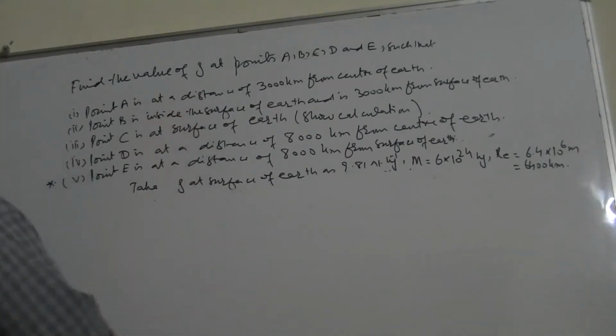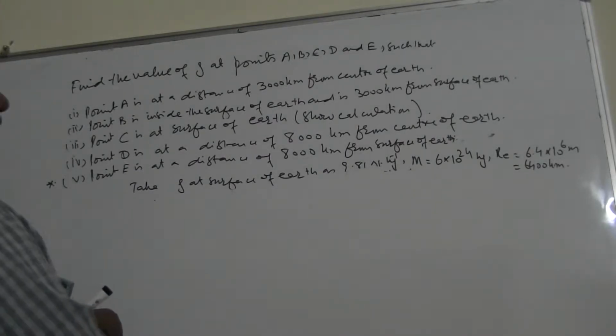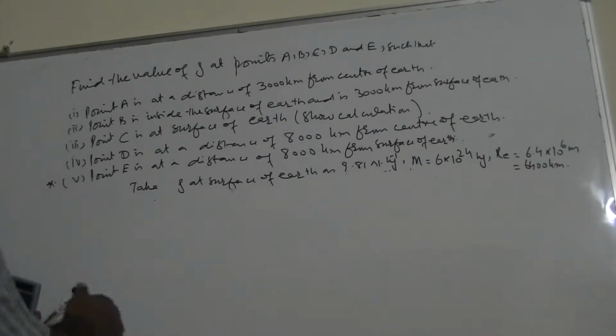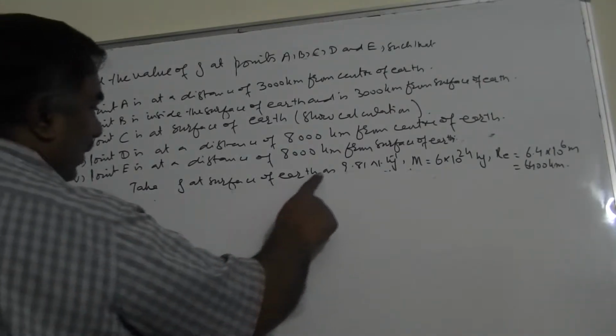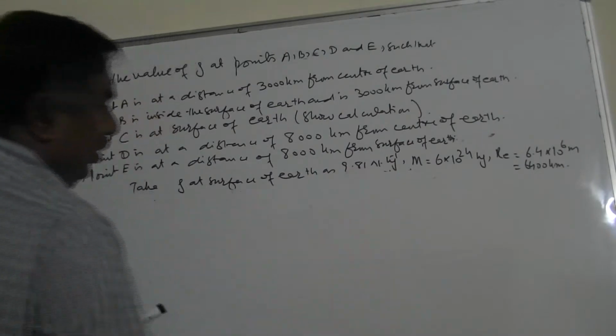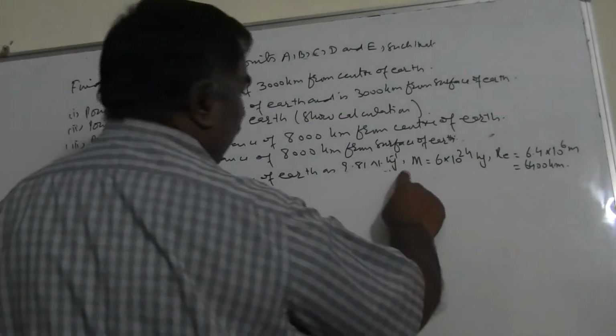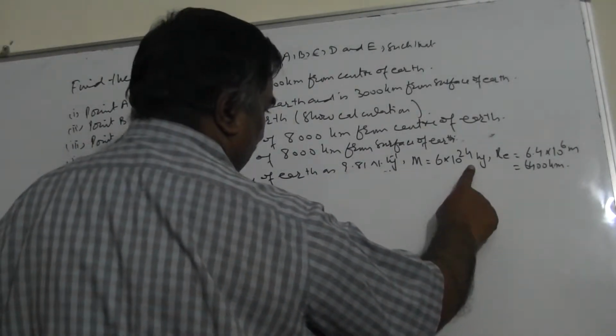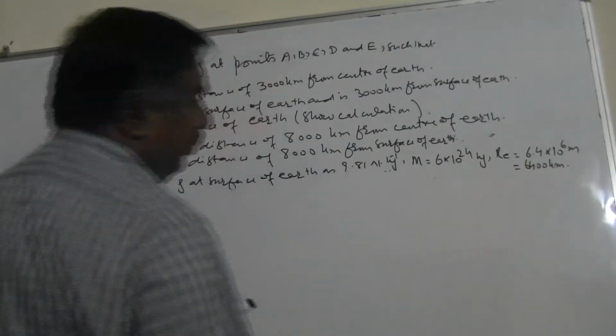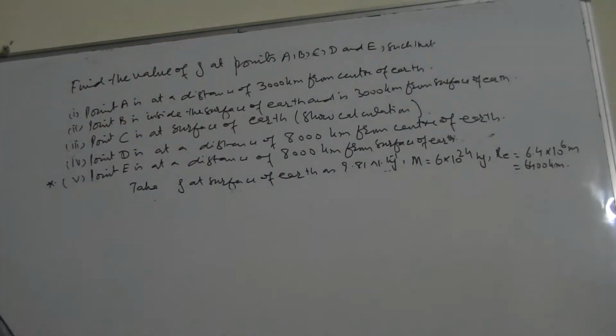We'll be finding now some values of g at some different points a, b, c, d, and e for Earth. The values are given. g at the surface of Earth is given, and we have taken 9.81 newton per kg. Mass of the Earth we will be taking 6 × 10^24 kg, and radius of Earth is 6.4 × 10^6 meter, which is almost equal to 6,400 kilometer. I will not be erasing these questions, but I will be just finding those values.